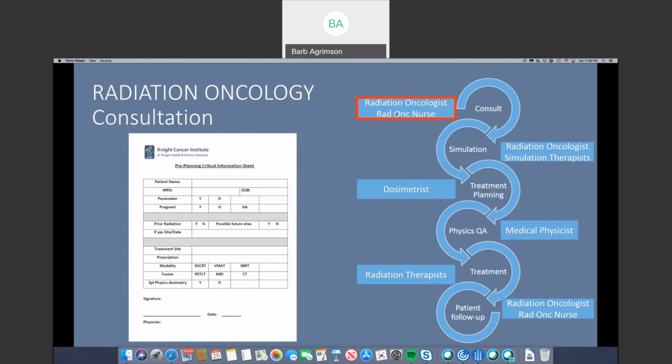For example, has the patient had prior radiation treatment? Are they pregnant? Do they rely on a pacemaker? Are additional images available the physician will need at the time of contouring? This white sheet is a document that we use in the department to answer those questions and document the response.